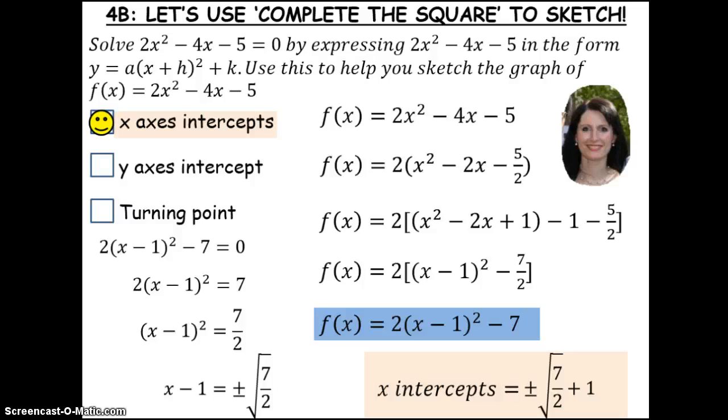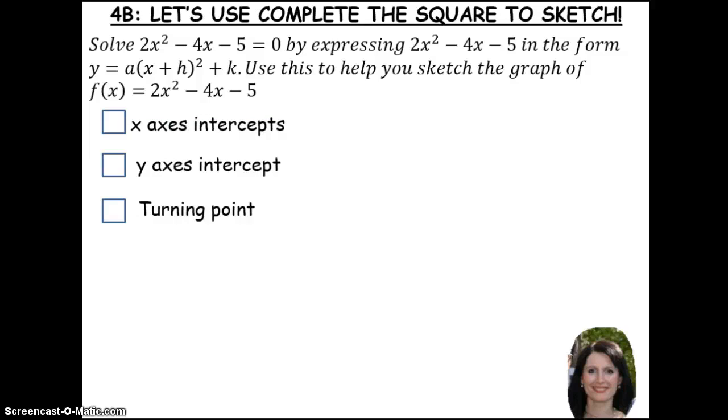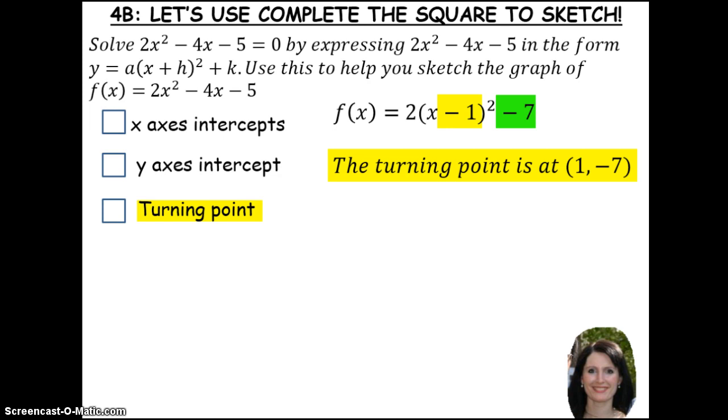Let's move on from there and see what else we need to do. Let's go to the turning point now. So we've got our equation in turning point form. So this is very easy now. We know that the turning point is just the negative of whatever that term is there, h, and k. So the turning point is at 1, negative 7. Done.